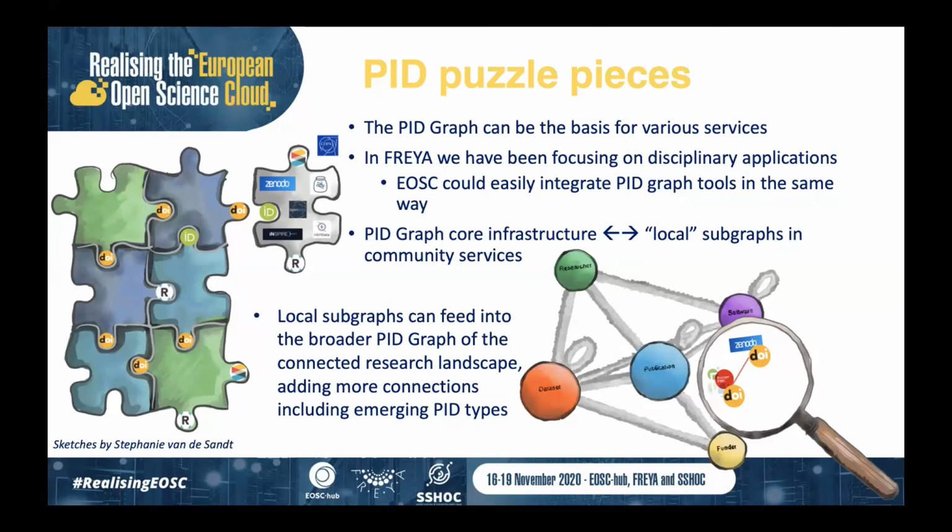When we are looking to integrate the PID graph concept in community services, we can distinguish two separate aspects of this. We can have communities that adopt the PID graph tools that I have mentioned to enhance the services. On the other hand, services may also develop their own graphs. And by that, I mean any local graph of interconnected PIDs that supports a particular service. And these local graphs can be thought of as subgraphs, which can be exposed to fit into the broader PID graph of the research landscape. And one could imagine the local subgraphs as puzzle pieces which connect to the broader graph and feed additional information into it.